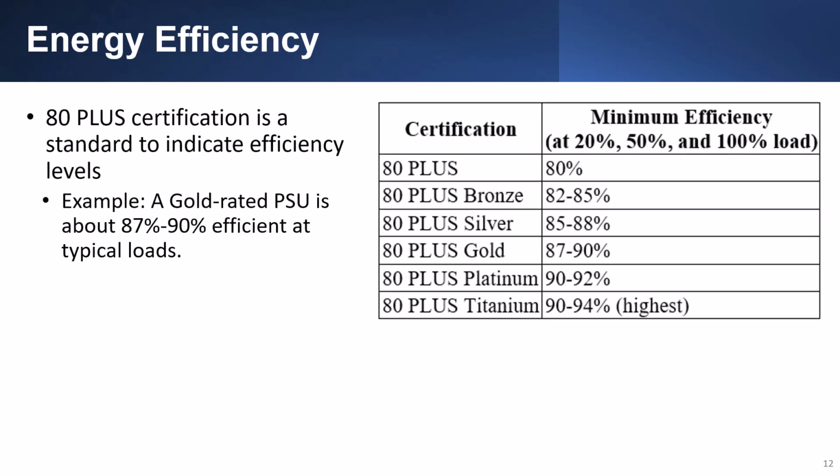80 Plus certification is the standard to indicate efficiency levels. A gold-rated power supply unit is about 87 to 90% efficient at typical loads of 20, 50, and 100%.